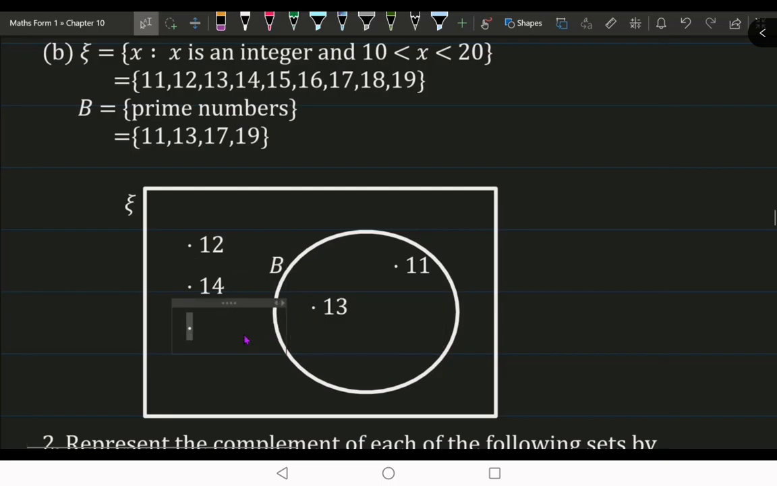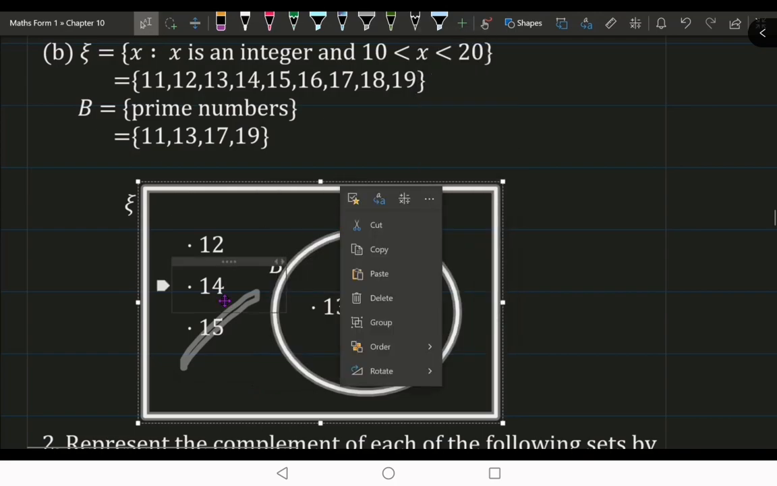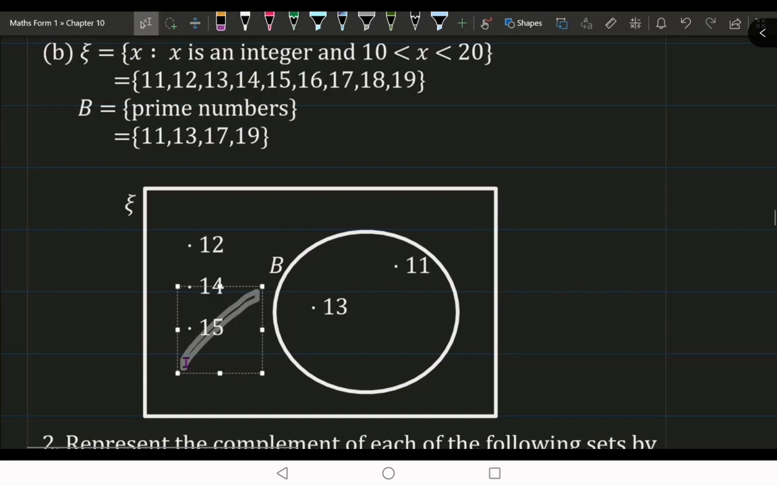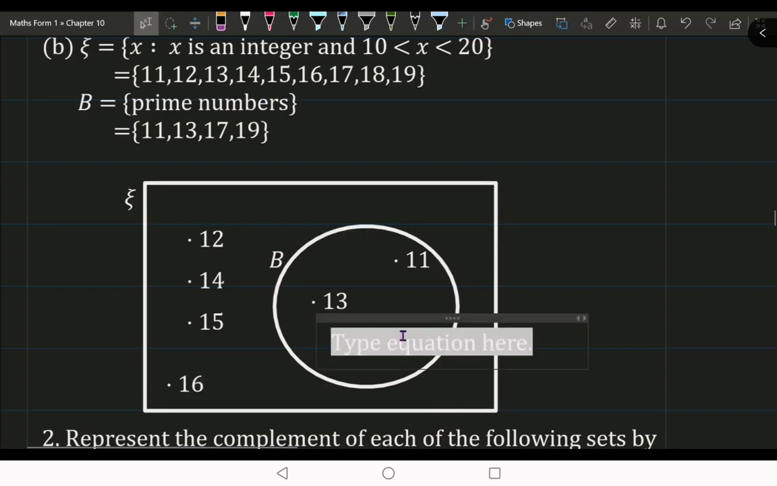Okay, 15, 16. I don't know why. Something cannot go through. Okay, 16. 17 belongs to here. Okay, 17. 18 is outside.